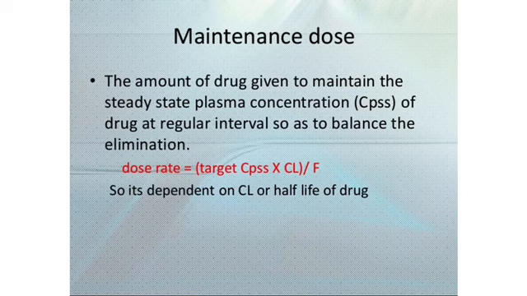Remember, pag loading dose, dependent on the volume of distribution. If it's maintenance dose, it depends on the clearance or half-life of drug. Kaya mo nga siya i-maintain because it's being cleared out, it's being eliminated. So you have to know what is the clearance of the drug, what is the half-life of the drug, so that alam mo kung ano ba ang maintenance dose na ibibigay mo.